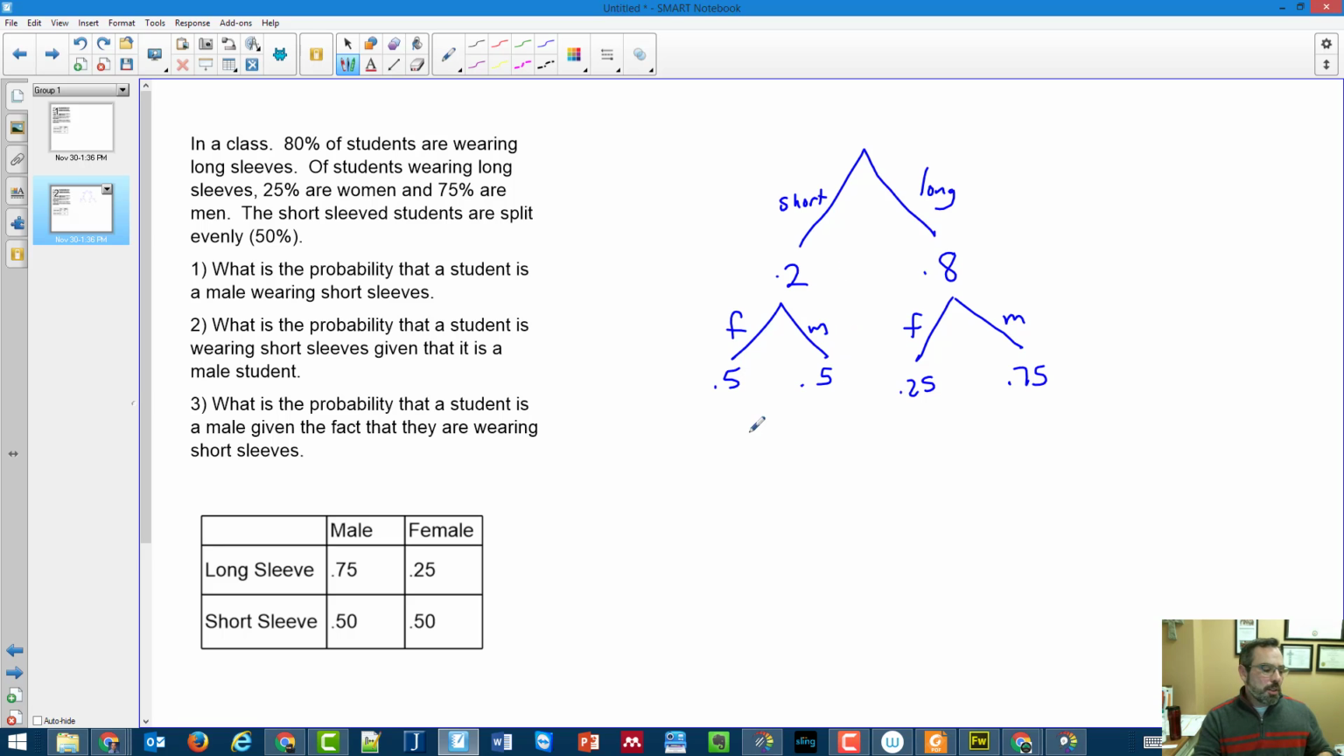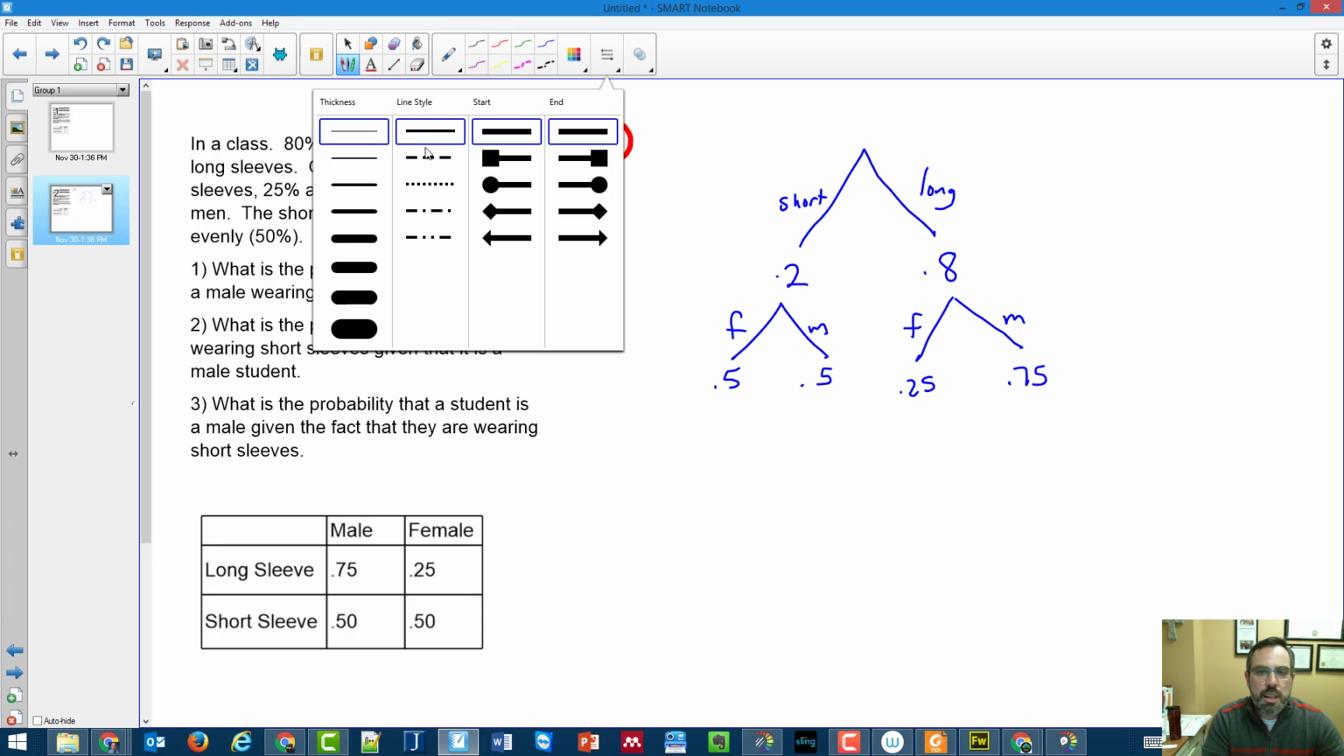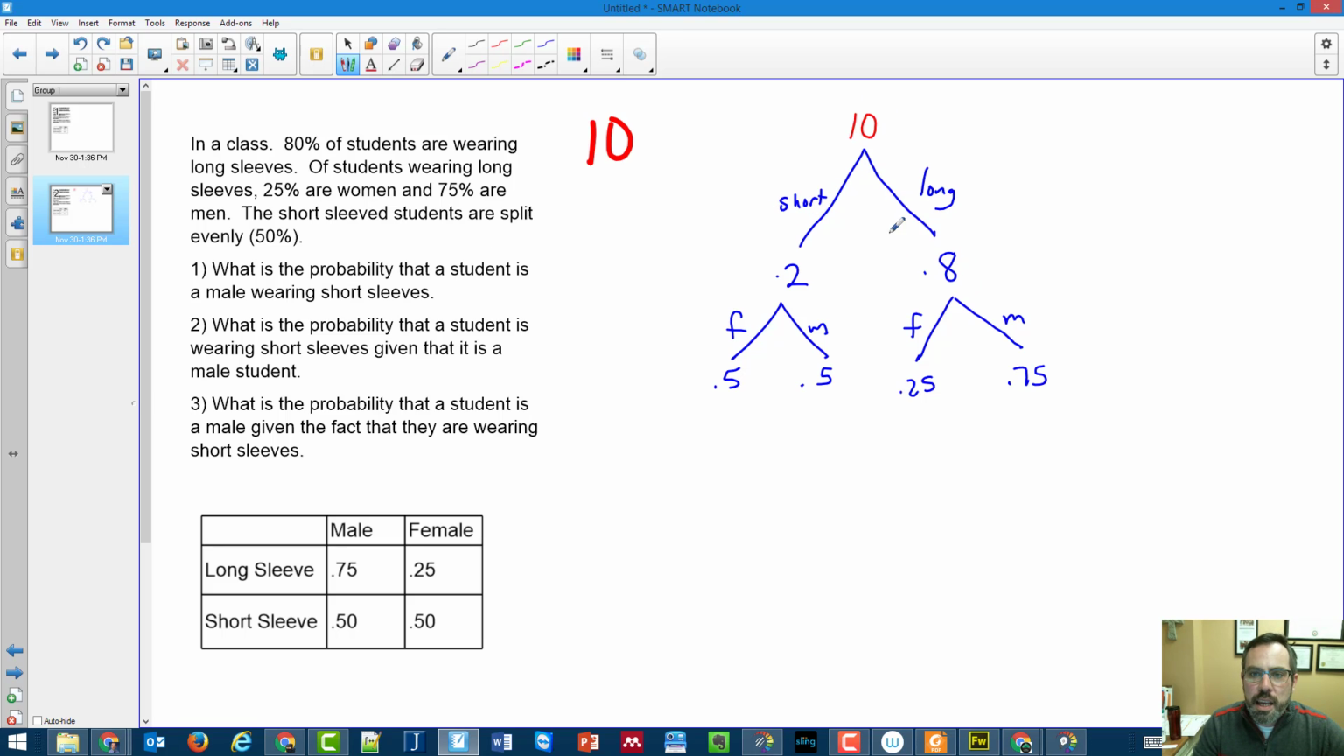Since I used these numbers, I want to put some actual numbers in here just so that we can see how these things work. Let's say that my class had 10 students. This should make it pretty obvious that I have 8 students over here and 2 students over here, 80% and 20%. And then if I split these students in half, I have 1 girl and 1 boy wearing short sleeve shirts.